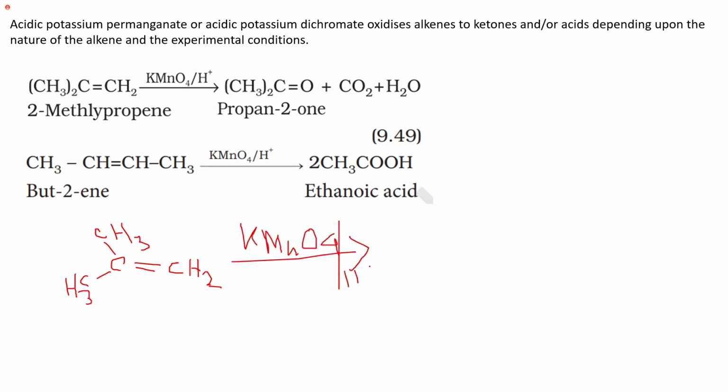KMnO4 in acidic condition. Point to be noted: when you use dilute, aqueous KMnO4 solution, oxidation of the alkene forms the diol. But when you use acidic potassium dichromate or potassium permanganate, the bond will cleave. This alkene bond will cleave and you will generate CH3 with a double bond O, and also carbon dioxide and water. So this is the product you get from this one.